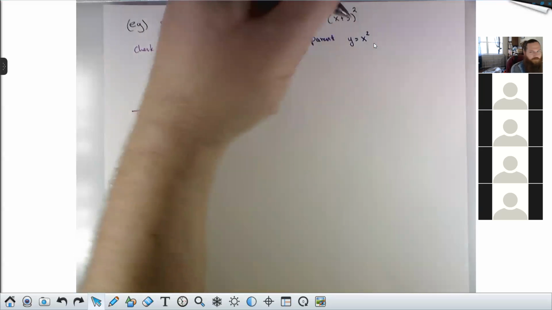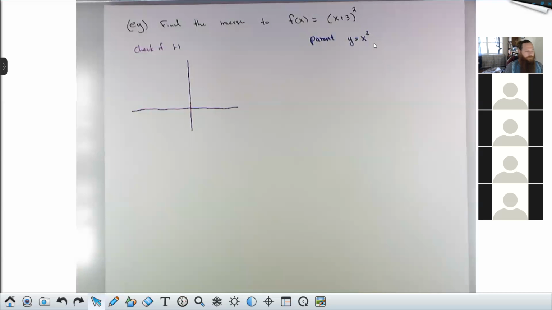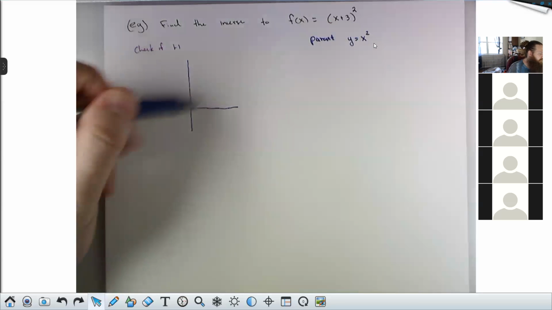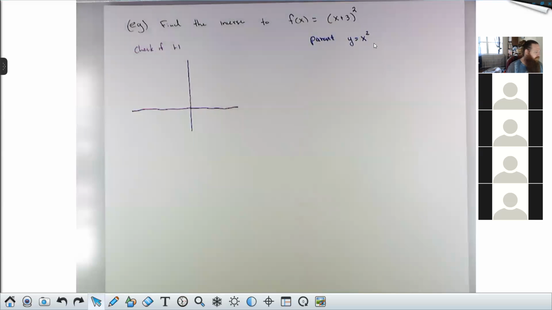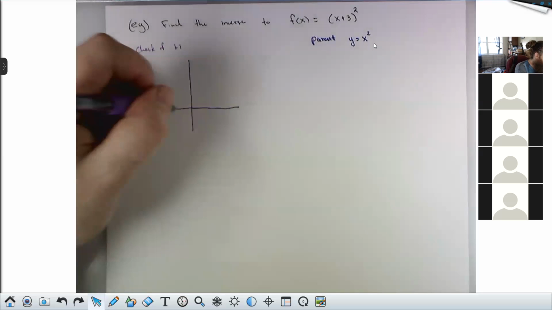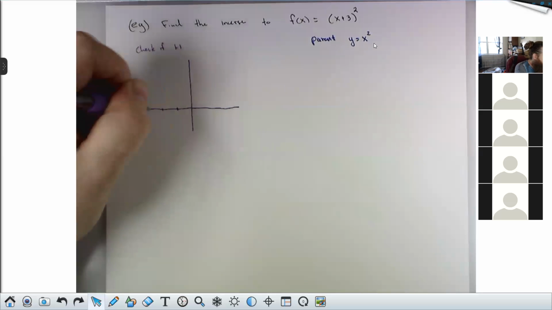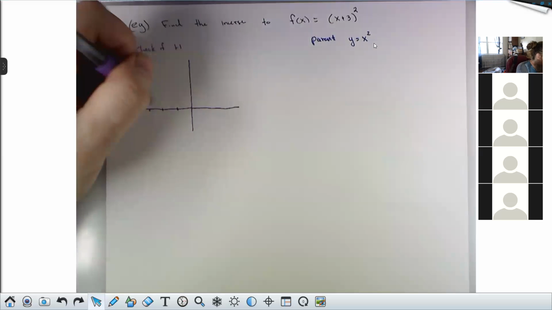Yeah, it's x squared, right? The parent function here is x squared, which has its vertex at the origin and looks like this. It does go through 1, 1 and negative 1, 1. And then Pierre's correct. We would need to translate 3 units to the left. Shift 1, 2, 3 to the left.